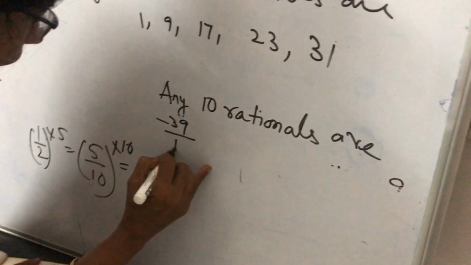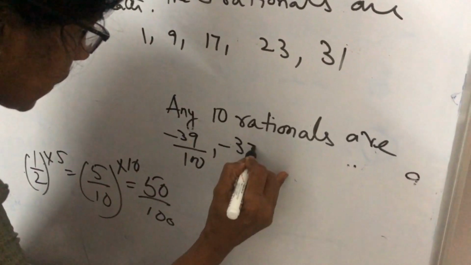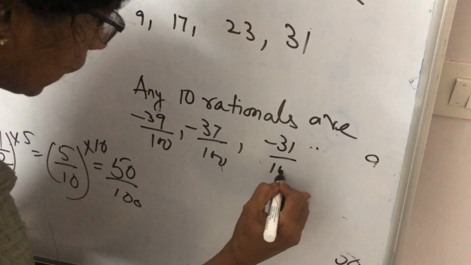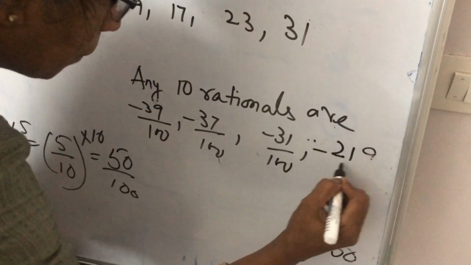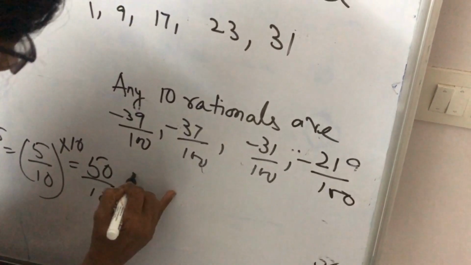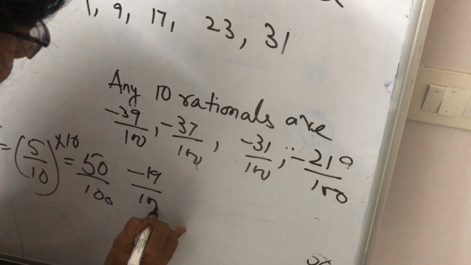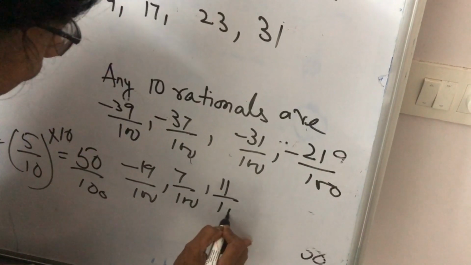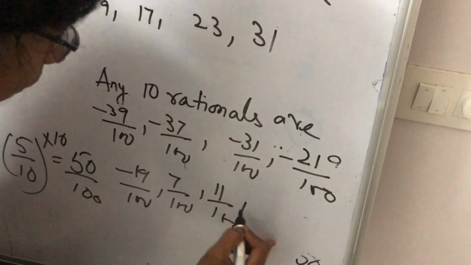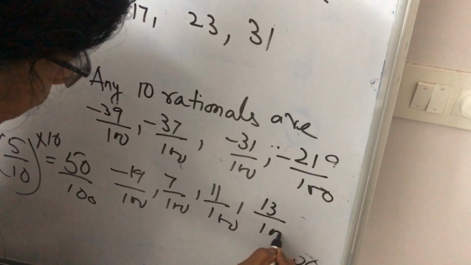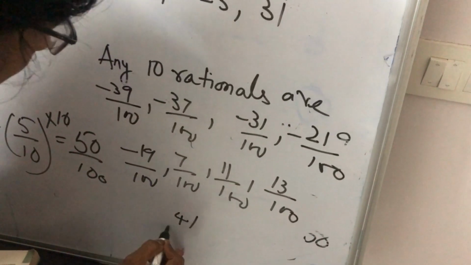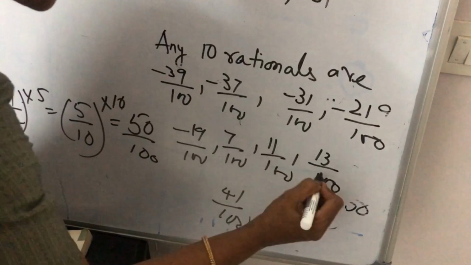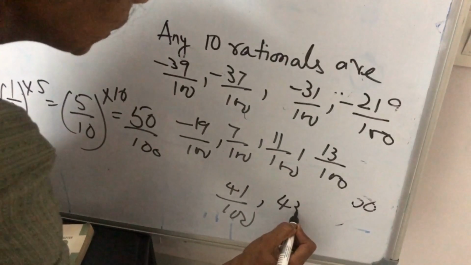Minus 39 by 100, minus 37 by 100, minus 31 by 100, minus 21 by 100, minus 19 by 100, 7 by 100, 11 by 100, 13 by 100, 41 by 100, and 43 by 100.